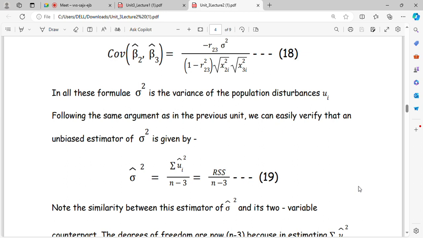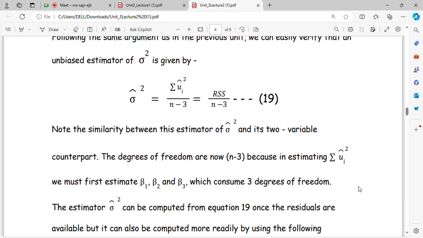in the simple linear regression model sigma square was RSS by n minus 2. So here, because there are three variables and we need to estimate three parameters, beta 1, beta 2 and beta 3, that means we have n minus 3 degrees of freedom. So RSS by n minus 3 is the unbiased estimator of sigma square. Clear?